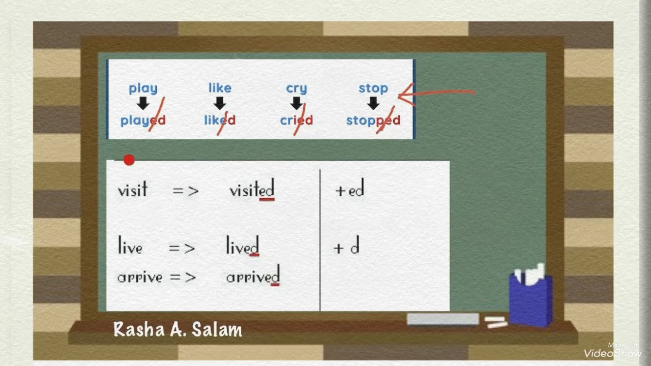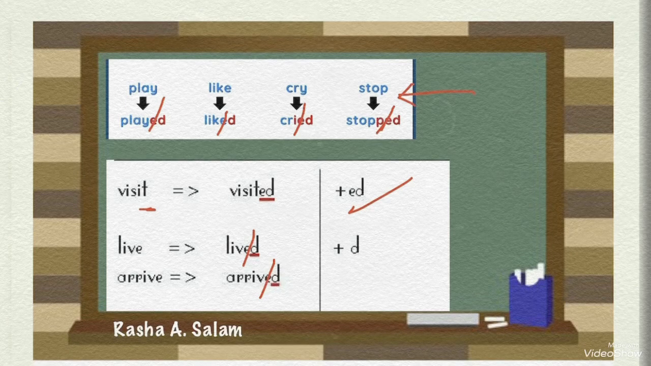But if the verb ends with letter T or letter D, I will pronounce it ed. I will pronounce letter E, as in visit, visited. So I pronounce letter E. But here will I pronounce letter E? No, I am not going to pronounce letter E. It will be a silent letter. So here it will be lived or arrived.